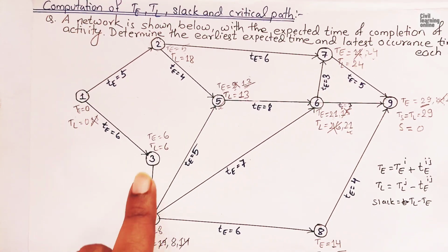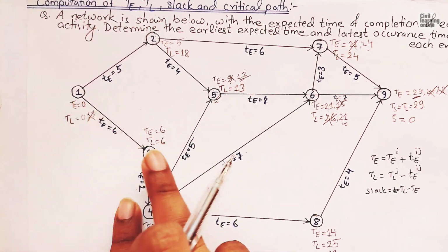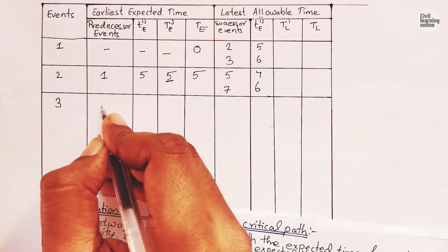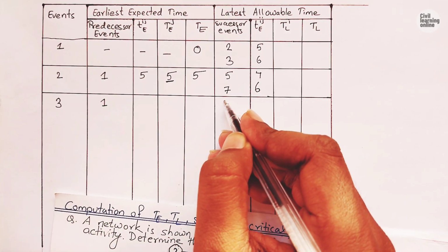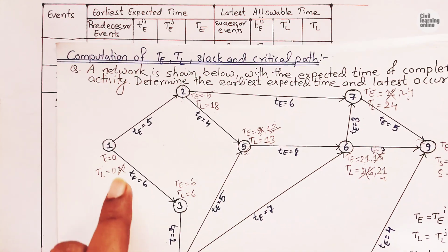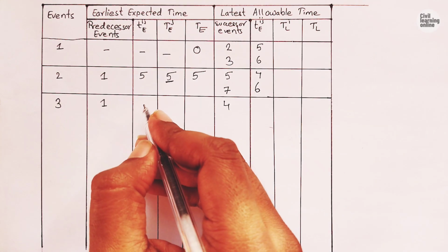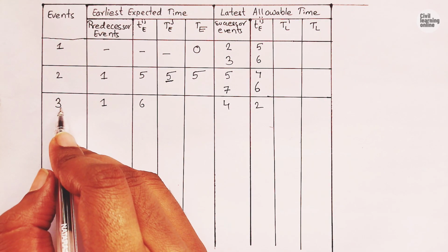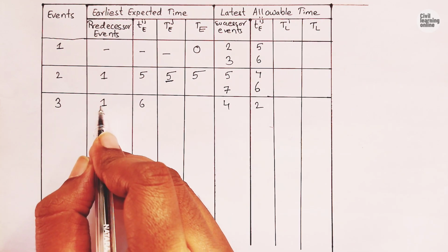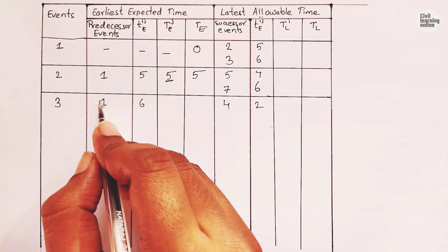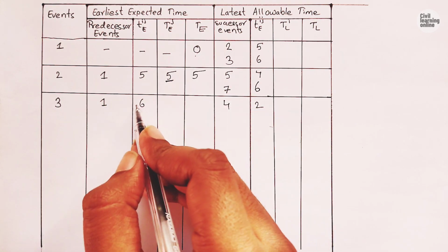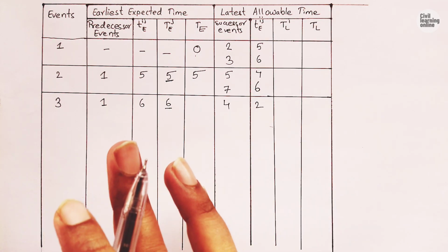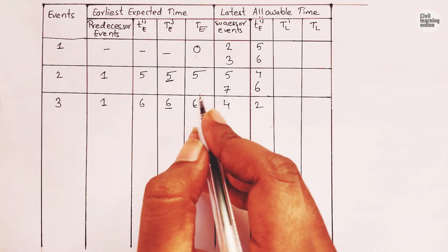Now move toward event 3. Event 3 has one predecessor and one successor. The predecessor is 1 and the successor is 4, and the durations are 6 and 2. Now we need to calculate the earliest expected time of event 3. It is the TE of its predecessor, 0, plus 6, which is 6. This is the maximum because there are no other predecessors, so we take TE of 3 equals 6, and we have already written the durations.